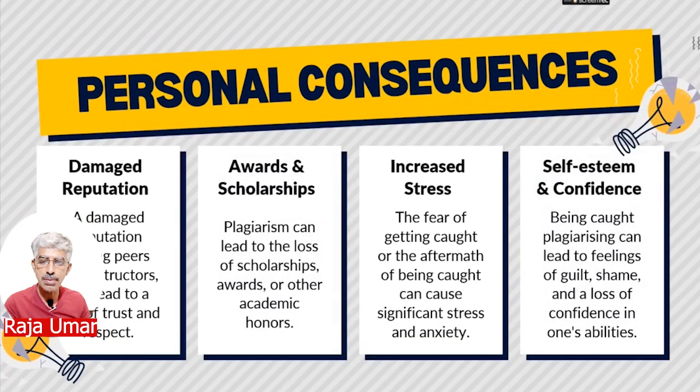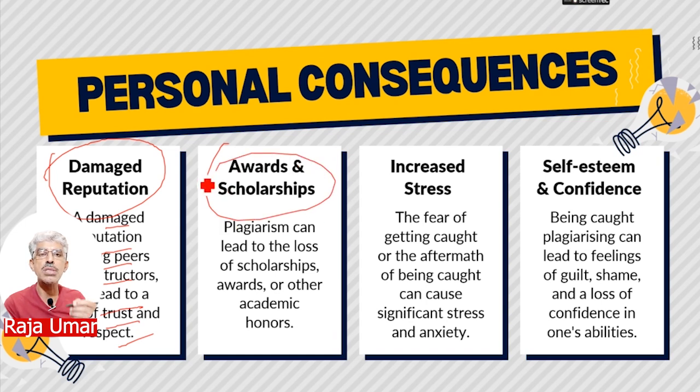Personal consequences. You might be simply over with your reputation. Damaged reputation. A damaged reputation among peers and instructors can lead to the loss of trust and respect. And then awards and scholarships. You might be getting certain awards or certain scholarships, but you are committing plagiarism. You might be losing those awards and scholarships. Plagiarism can lead to the loss of scholarships, awards, or other academic honors you are receiving.